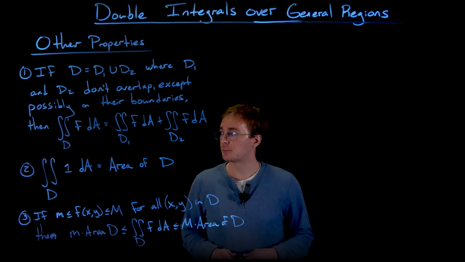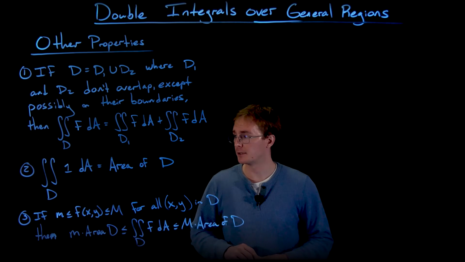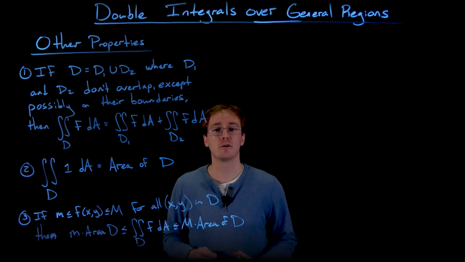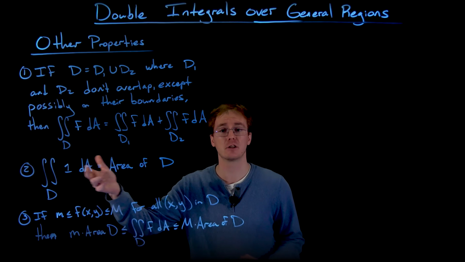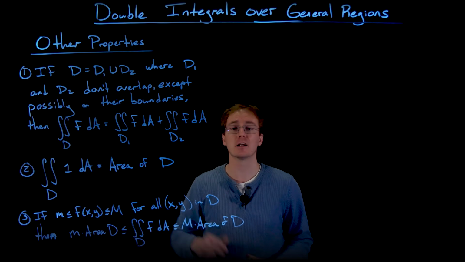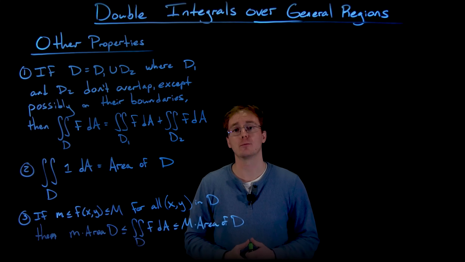The next algebraic property for these double integrals over general regions is if we integrate the constant function 1, or we just integrate the differential of the area over our region D, that is always going to give us the area of our region D.